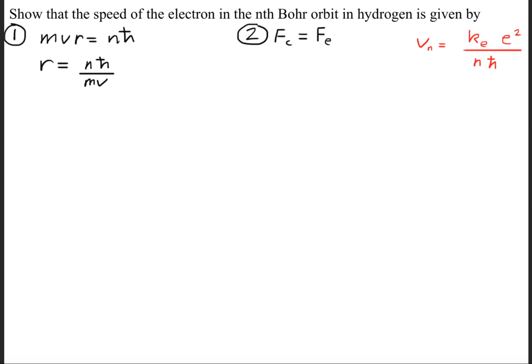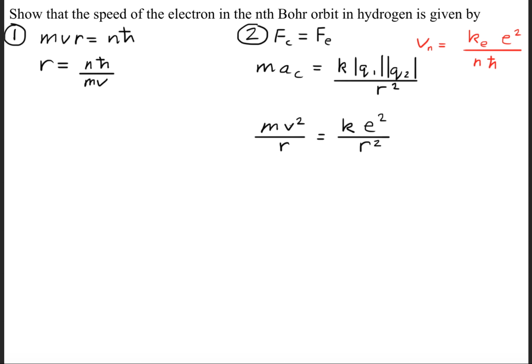The second thing that we need to do is set equal the centripetal force to the Coulomb force. The centripetal force is mass times the centripetal acceleration, and the Coulomb force is the Coulomb constant times the charge of the first particle times the charge of the second particle, taking the absolute value of both charges, divided by the radius squared.